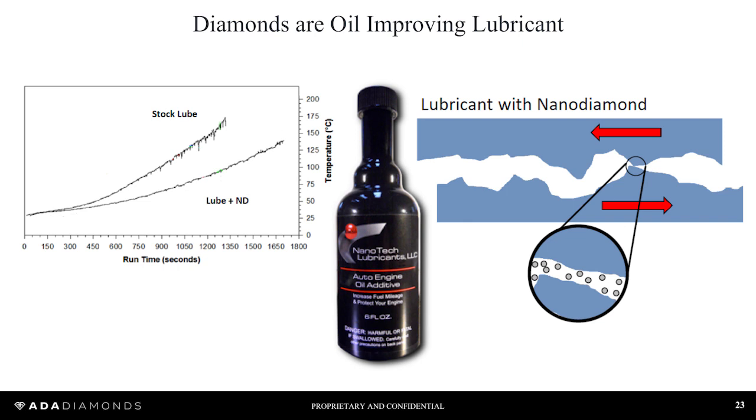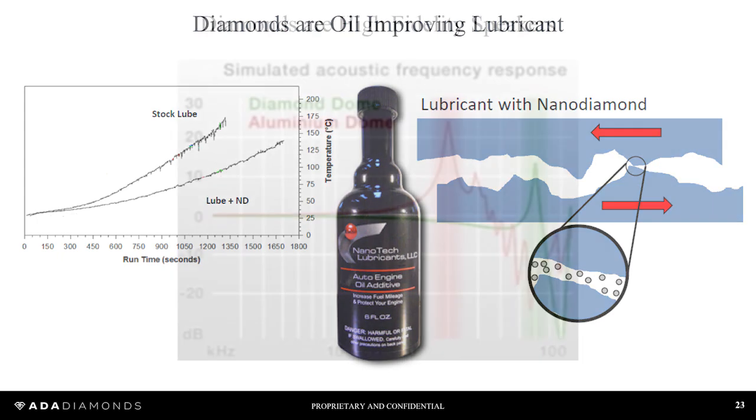And this is an example of a helicopter transmission where with stock lubricants, it quickly heats to 175 degrees Celsius, whereas by simply throwing diamonds in the oil, it's a much cooler, much more efficient, much lower friction system.